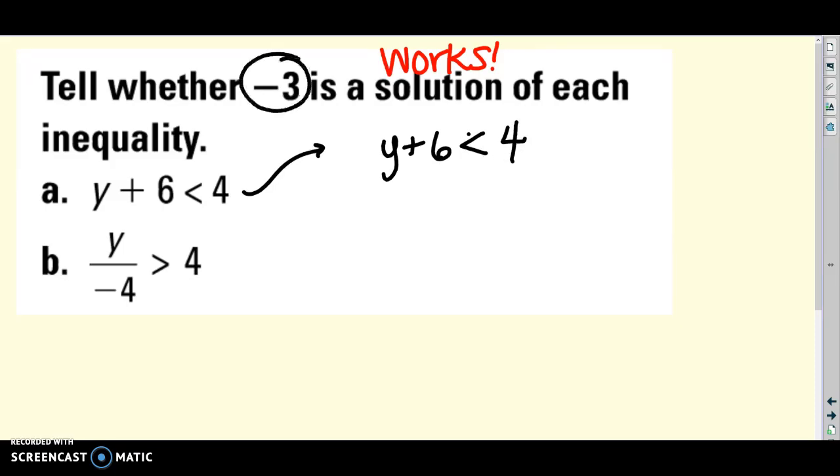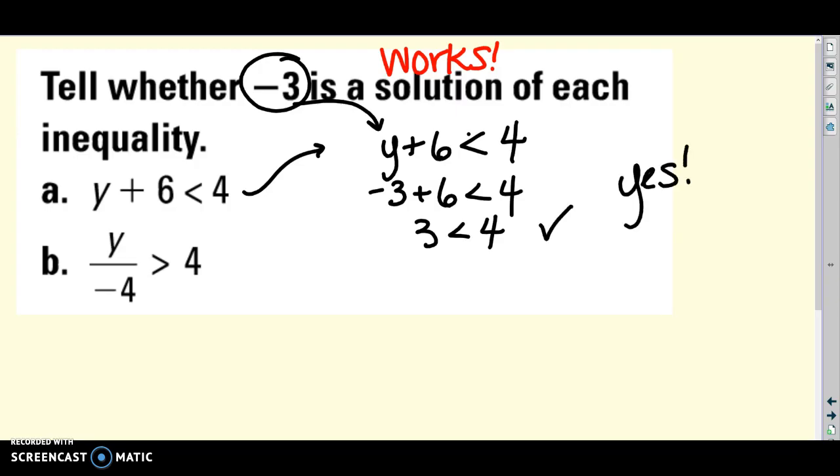If I plug this in for the y, it would say -3 plus 6 is less than 4. Keep working it out. I'm just doing the math here. -3 plus 6 is 3. And 3 is in fact less than 4, which it is, so I say yes. It's a solution. It works. If I plug -3 in there, it would work. So yes, -3 is a solution here.